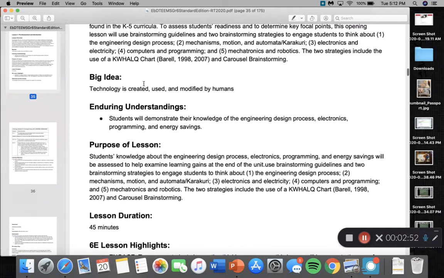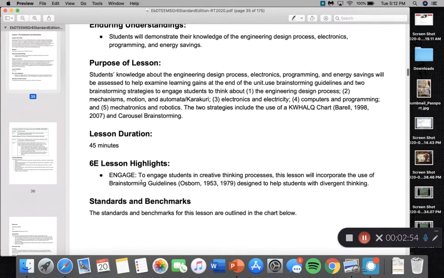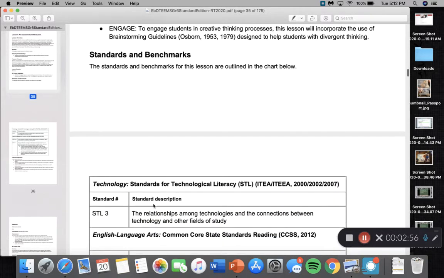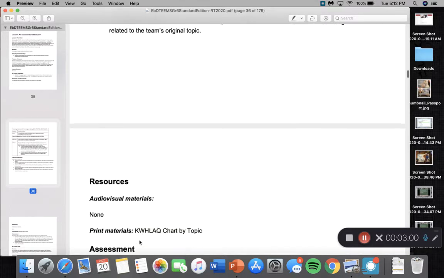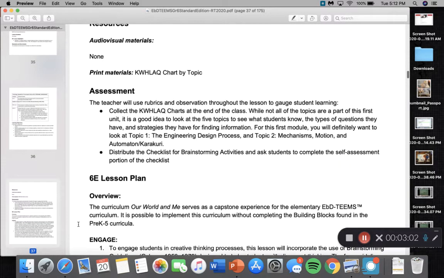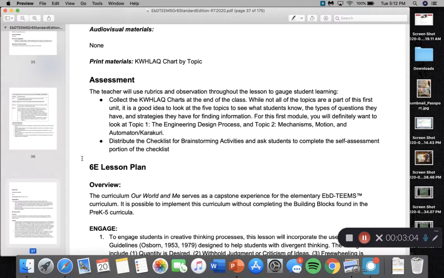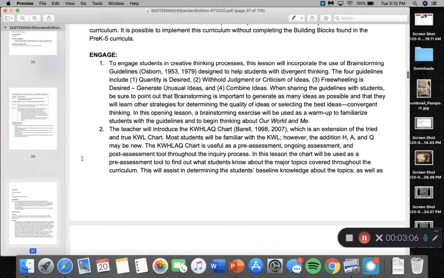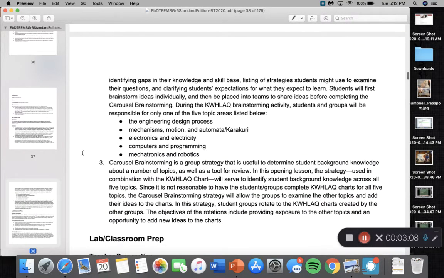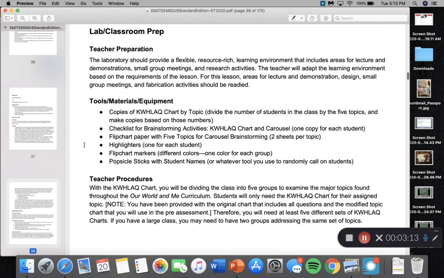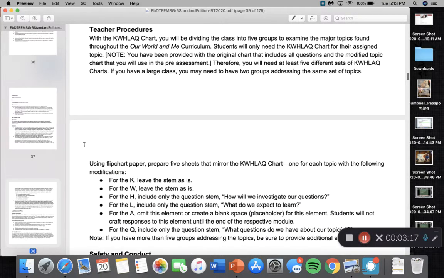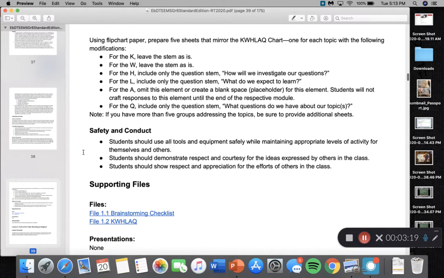So they have the big idea and the understanding and the purpose, the time, the highlights, the standards, and the benchmarks that are included in the lesson. Then you get into the objectives and any resources that are used, and then what the assessment was going to be, and you get into the plan. So everything's really clear and precise, which I really like, and I would really like using as a teacher, because then I would have all this to refer back to when I'm teaching it, so I can match this as best as possible.